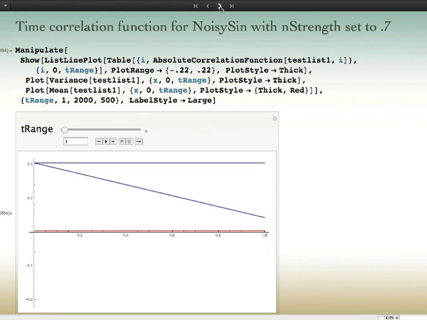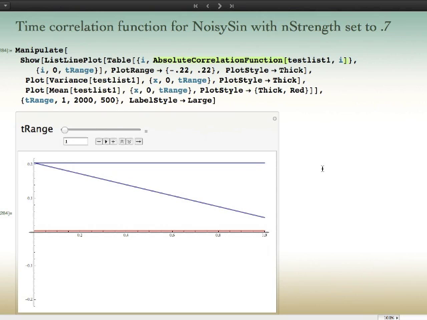Okay, so here I have plotted the time correlation function. You can program it yourself using that numerical representation that I showed on the earlier slide. But Mathematica actually has a built-in function called AbsoluteCorrelationFunction, which is the one I'm using here. So all you have to do is feed it your data and how long you want t to be, and it will calculate the time correlation function. So that would be 1 point on this particular plot here.